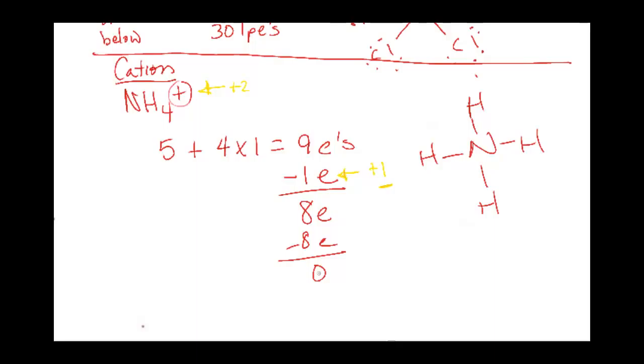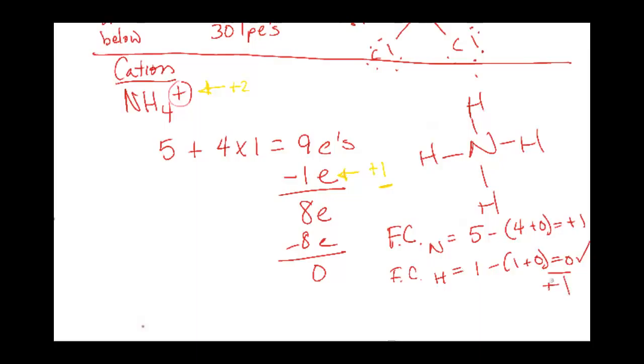And then let's do our formal charges just to make sure. So 5 minus 4 plus 0 equals a +1 charge. Okay, so the net charge is a +1. That's good. Had it been something besides a +1, then you know your structure is probably not valid.